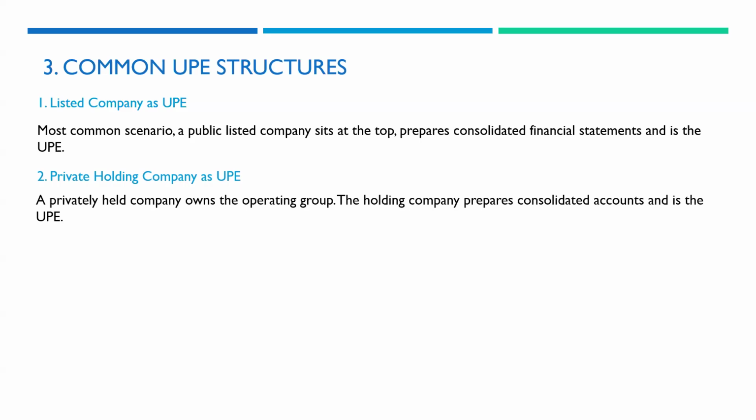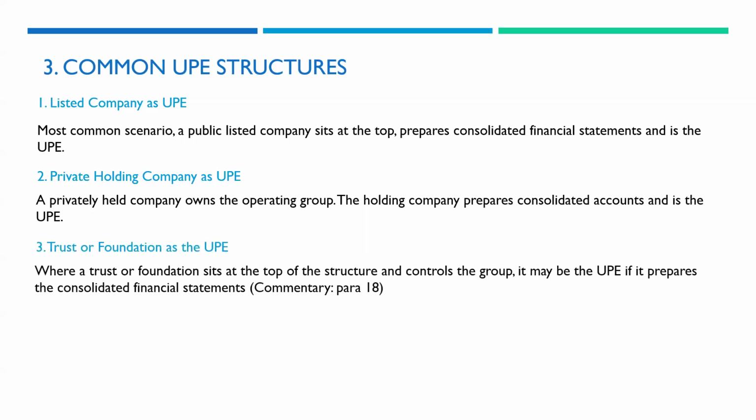It is not given that it should be a listed entity. It could be a listed entity, it could be a private holding company, it could be a trust or foundation also. When a trust or foundation sits at the top of the structure and controls the group, it may be the UP if it prepares the consolidated financial statements. So you have to be very clear with who exactly is the UP. In the constituent entity chapter, we established that trusts or foundations, or transparent entities or flow-through entities, can be constituent entities. They can be a UP also.